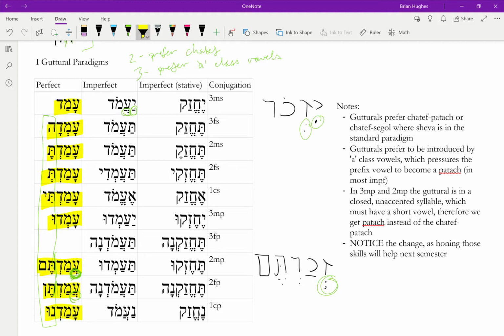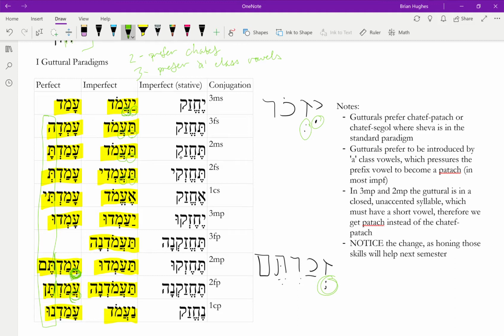And so instead of yizkor, we get ya'amod. And then we get ta'amod, and ta'amdi. And then we get e'emod, and ya'amdu, and ta'amodna, and ta'amdu, and ta'amodna, and na'amod. Excuse me. Boy, that was a mouthful. So we saw that here, the change to the chatef, and we're putting pressure on the prefix to introduce it with a patach.